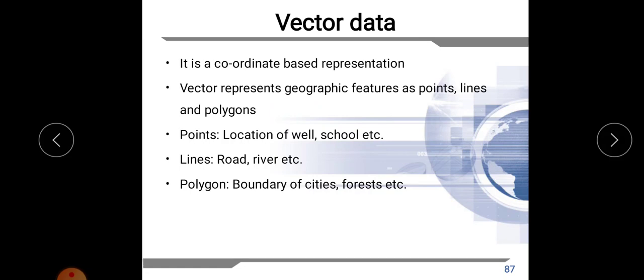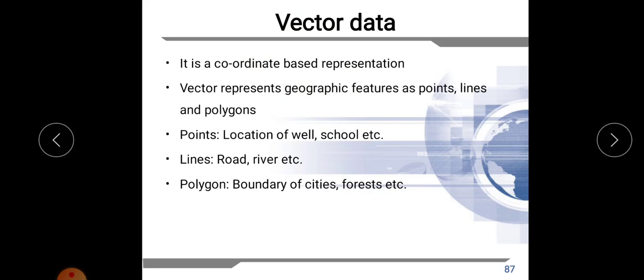First one, vector data. That is, data in GIS can be represented as vector data or as raster data. So we can discuss one by one. First one, vector data. Vector data means it is a coordinate based representation. That is, this data will have some coordinates which represent its location. Those coordinates will be its latitude and longitude. So by using this coordinate system we can locate that point.